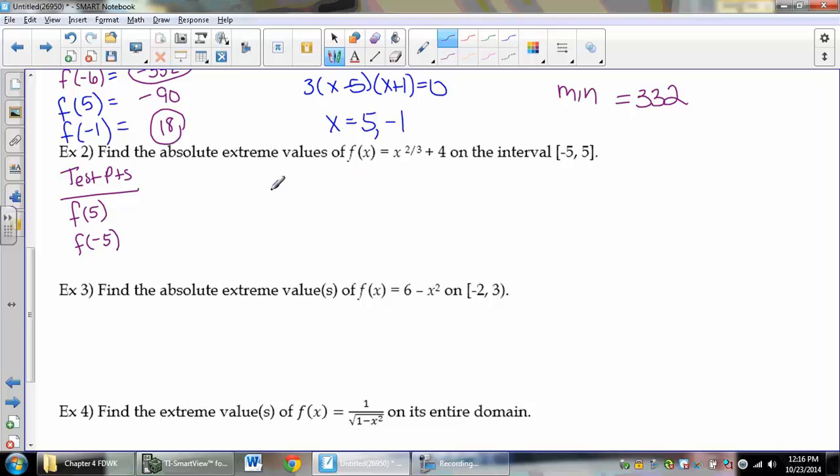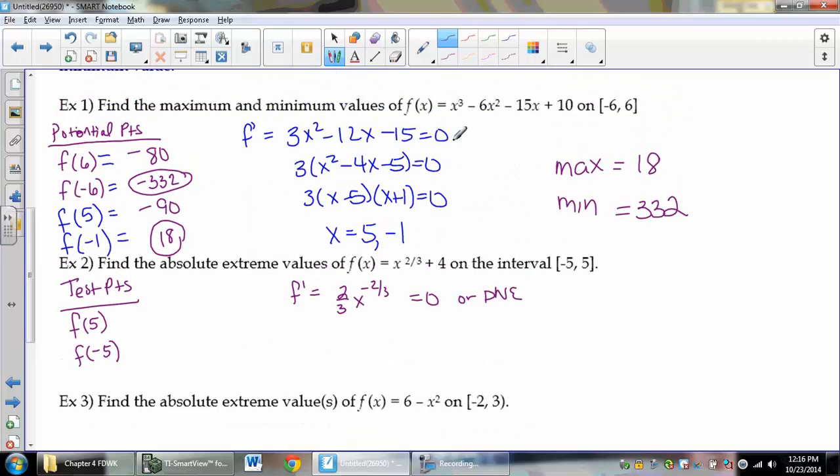Now I need to find critical points. So f prime is going to be 2/3 x to the negative 1/3... and I want to know when this equals 0 or when it does not exist. Now, I forgot to state that up here: I should really test when this equals 0 or when this does not exist, except this is a polynomial. It always exists, so that wasn't even a possibility.